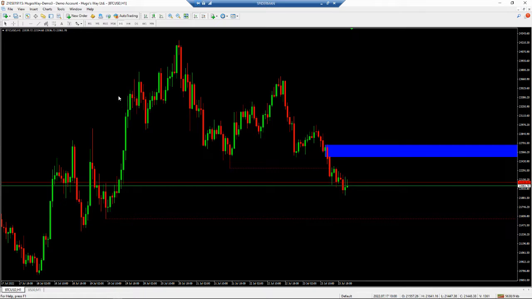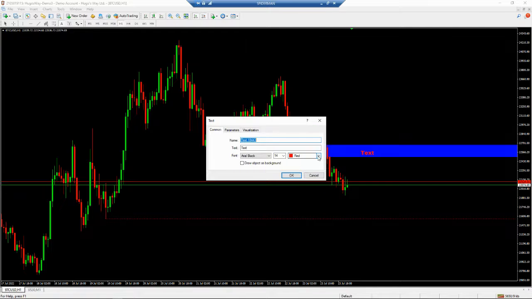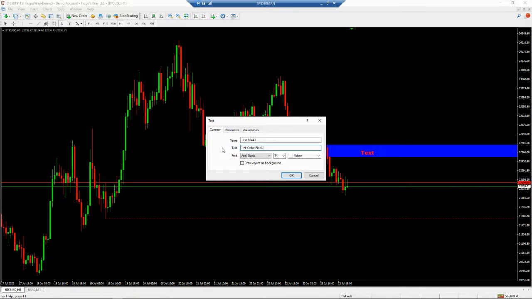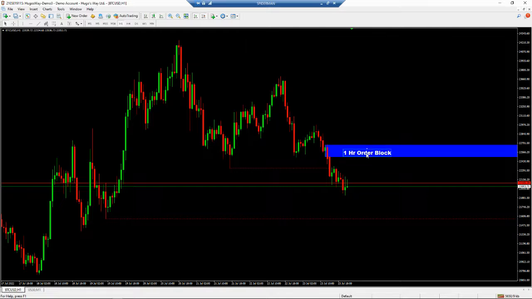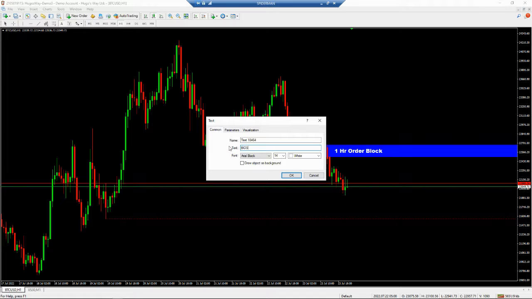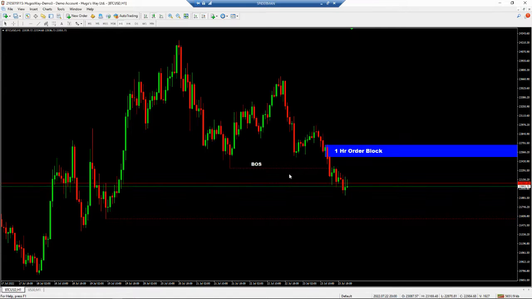So to just go over what I marked out, I'm on a 1 hour time frame. So I'll make this white. This is a 1 hour order block. This is a break of structure to the downside, and I'm gonna mark that out. Man, I can't talk today. It's a break of structure to the downside. Make that a little smaller.